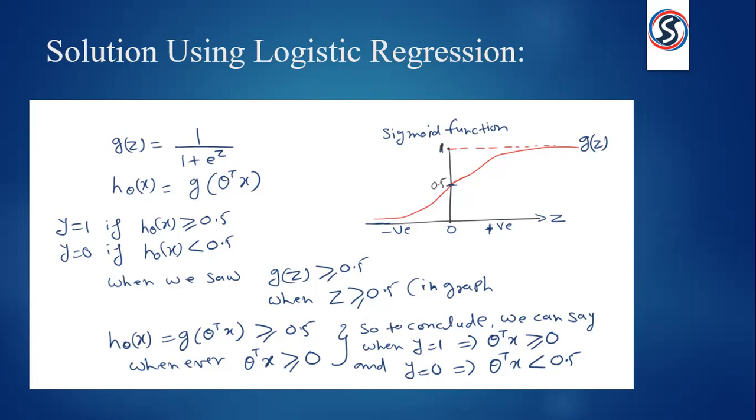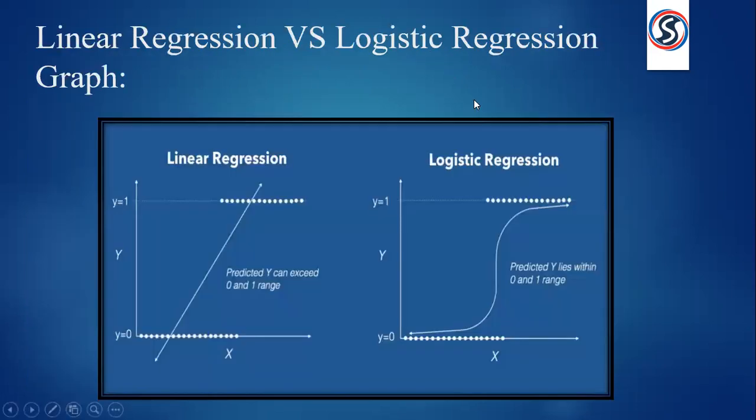For this classification problem, we use logistic regression for binary classification, and we use softmax regression for multi-class classification. Okay everyone, this is for today's topic. Look at the graph here, this is the difference. You have to squash this straight line, and when you squash it, it will look somewhat like this one.